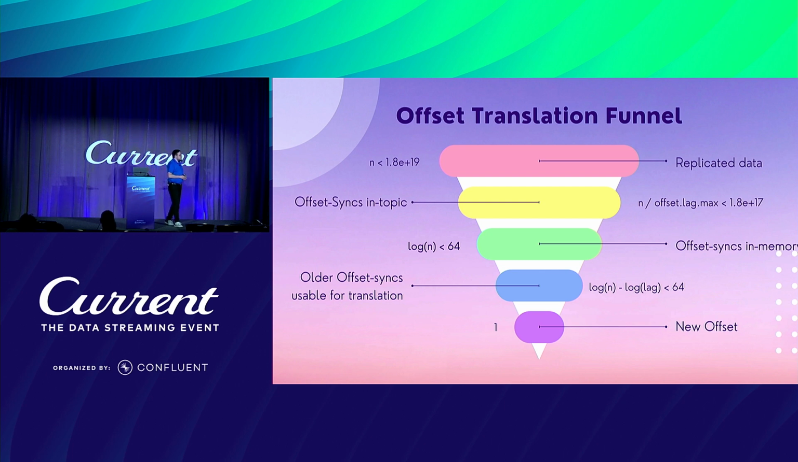And there are even more layers of poor translation. If you have 64 offset syncs in memory, which is the ideal case, only the ones that are older than your consumer group are relevant for translation. All of the stuff that's newer is relevant for newer consumer groups that have lower lag, but you can only use stuff that's older. And finally, once you look in the cache and figure out which one is going to do your offset translation, you're down to one offset. One offset out of the initial billion offsets in your topic was actually used for translation. And what this means in practice is that the precision of the answer that it gives you at the end is very low.